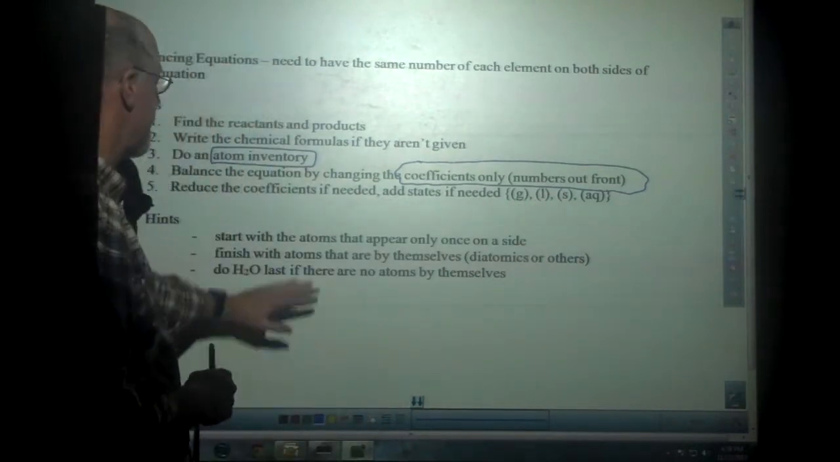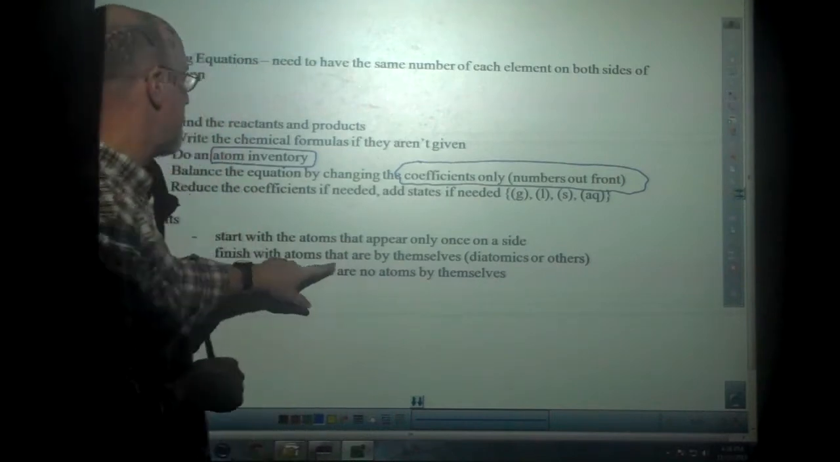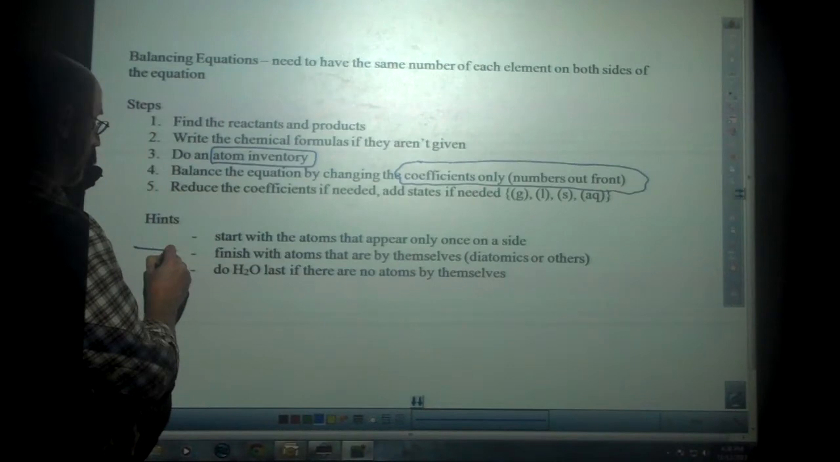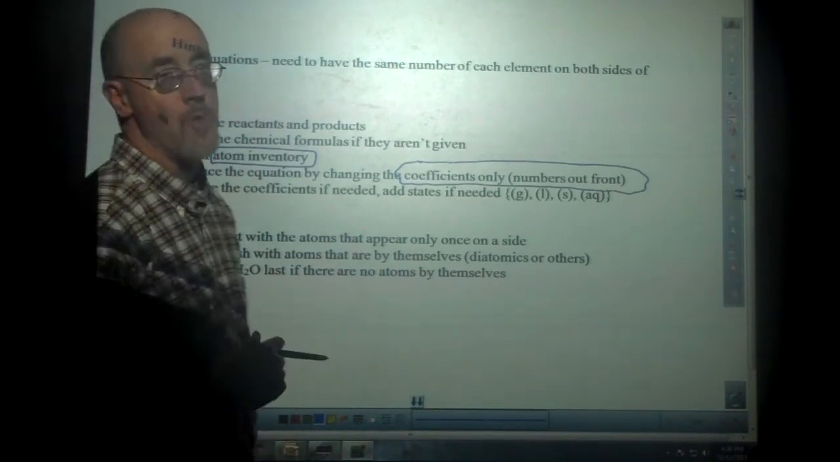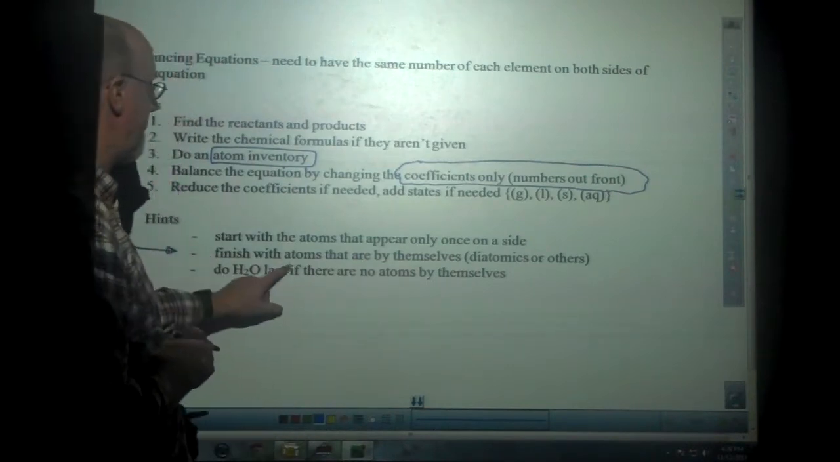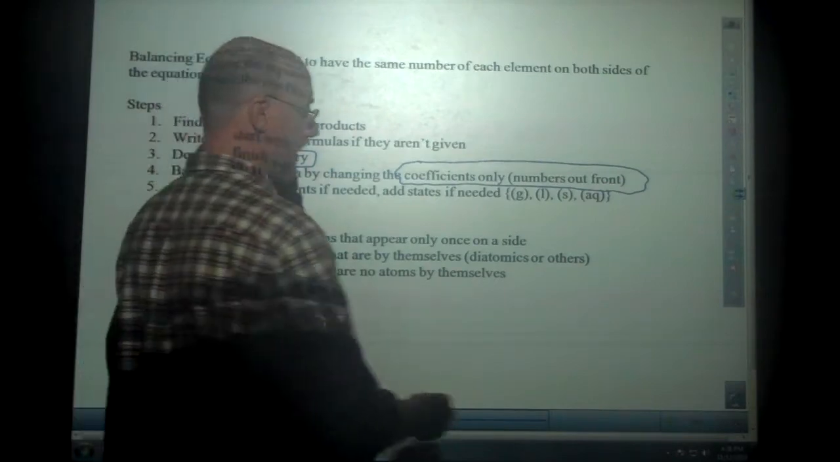So here's the hints. Start with the atoms that appear only once on a side. Finish with atoms that are by themselves. You'll see that in a little bit. That's an important hint. It's probably the most important one. And you want to do H2O last. Do water last if there's no atoms by themselves. That'll be a pretty big one too. But the biggest one is that second one. Finish with atoms that are by themselves. Okay?